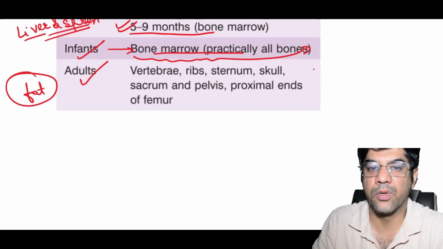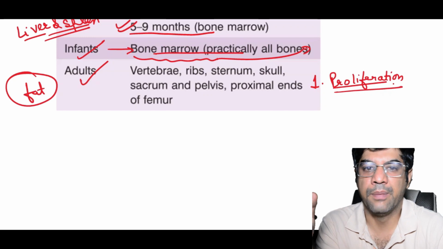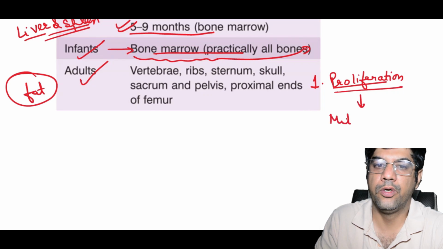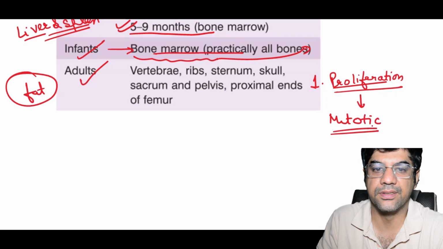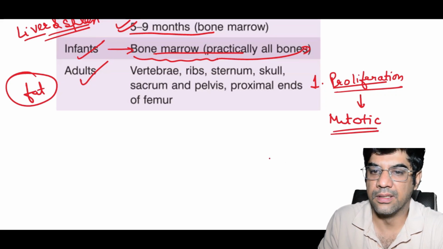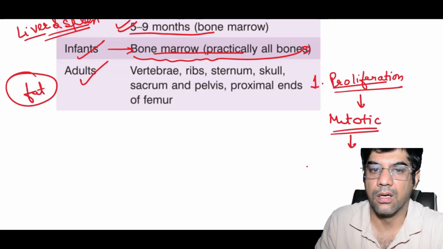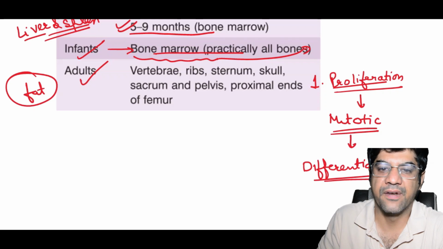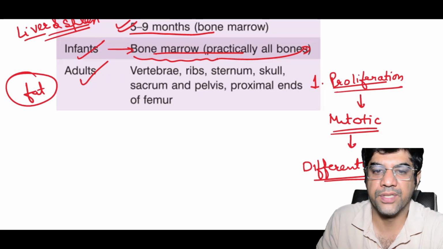There are two stages of hematopoiesis. The first stage is proliferation. These hematopoietic stem cells undergo mitotic activity to expand the population of their stem cells. Then they will differentiate. The second stage is differentiation. They mature into specific types of blood cells. Differentiation leads to formation of various blood cell types like erythrocytes, leukocytes, thrombocytes, etc.